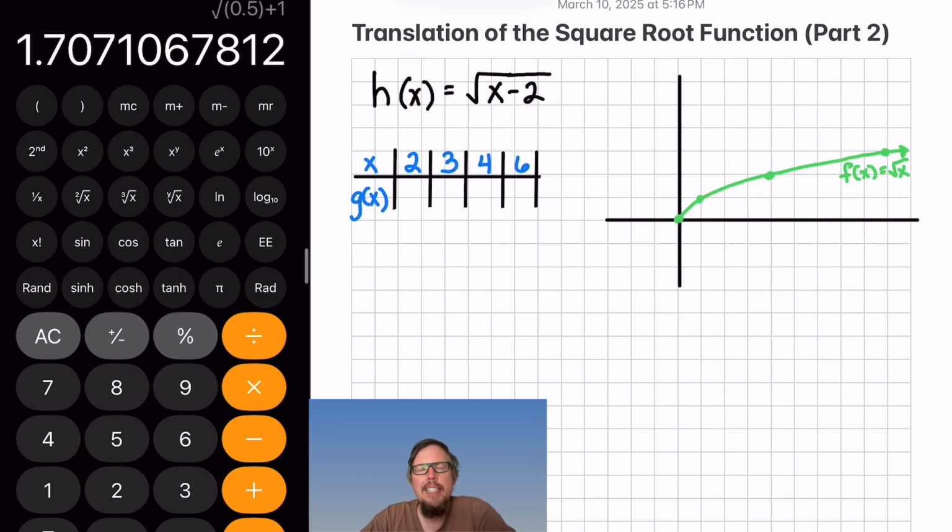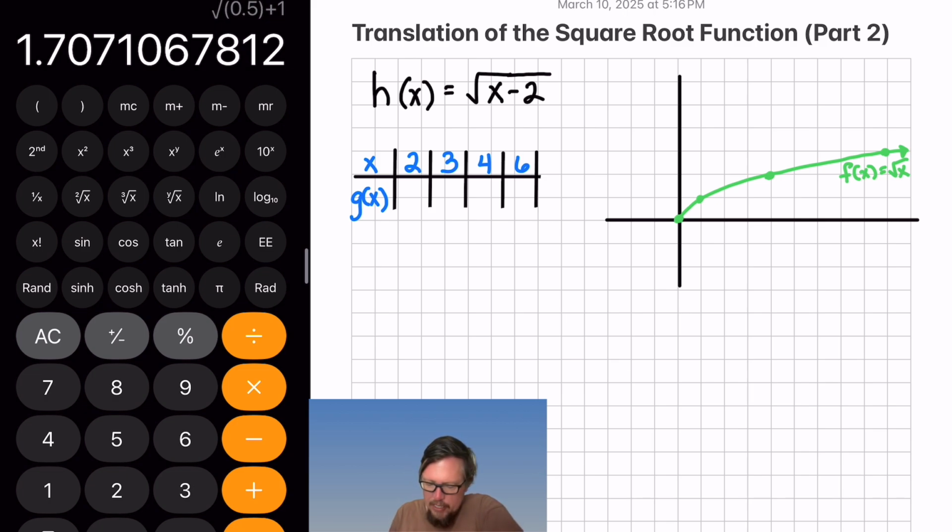Let's do another translation of the square root function, only this time the number that we're adding or subtracting, instead of being outside the square root, is now going to be inside the square root. And again, we're going to do a comparison between this function and our parent function, f of x equals square root of x, which is already graphed on here.